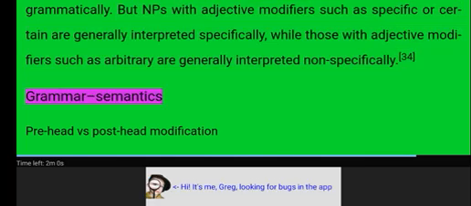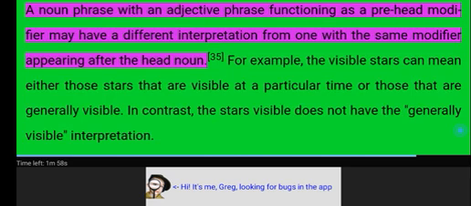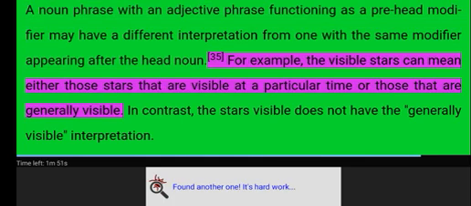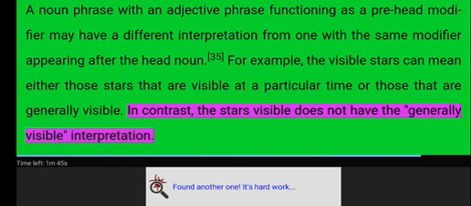34. Grammar semantics. Pre-head versus post-head modification. A noun phrase with an adjective phrase functioning as a pre-head modifier may have a different interpretation from one with the same modifier appearing after the head noun. 35. For example, the visible stars can mean either those stars that are visible at a particular time or those that are generally visible. In contrast, the stars visible does not have the generally visible interpretation.